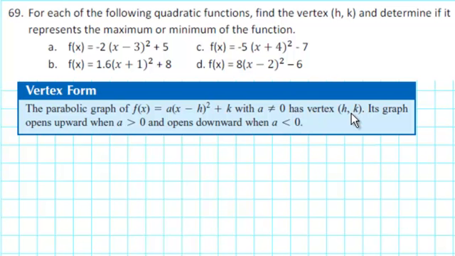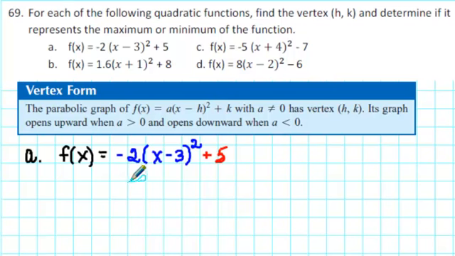So they have a vertex of (h, k), and the graph opens upward if a is positive and opens downward when a is negative. So for example, in part A, the value of a is -2. That means that the parabola opens downward and it's going to have a maximum. The maximum will occur at the vertex, and the vertex will be (3, 5).